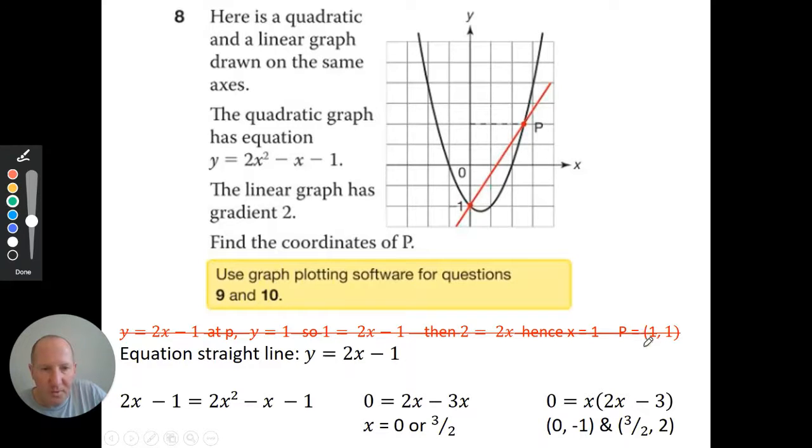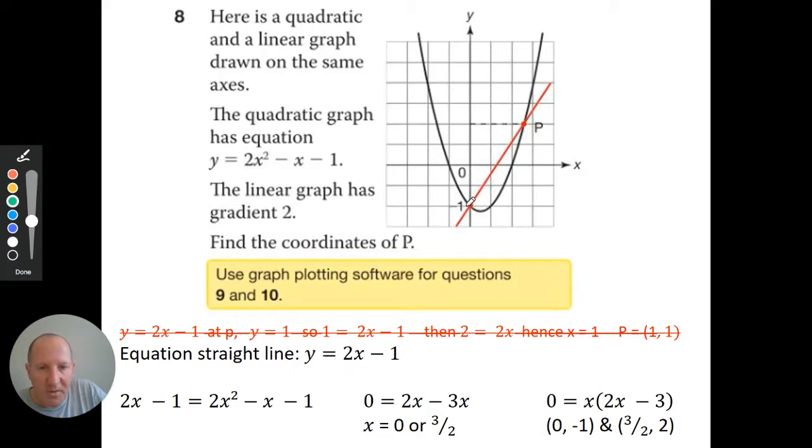So I get the point that p is 1, 1. Well, that is not actually the correct answer. This is a sketch, and the scale is really awful. If you did a sketch like this in the exam, you wouldn't get any marks because it's way out. So a sketch, whilst it is not 100% completely perfect, still needs to be fairly accurate.